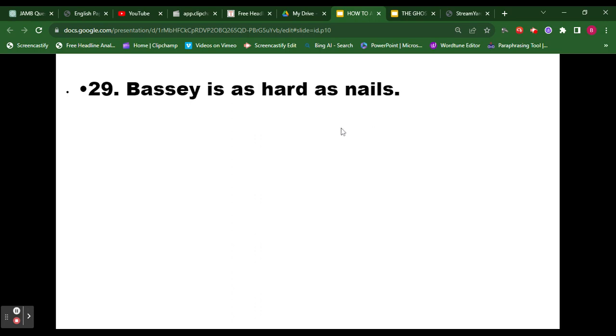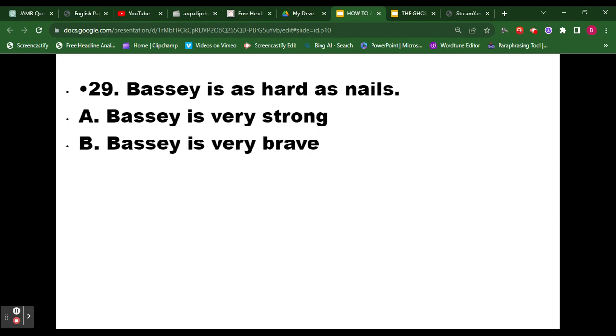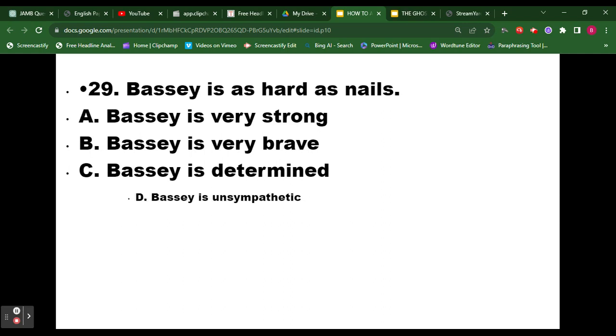29. Bassi is as hard as nails. A, Bassi is very strong. B, Bassi is very brave. C, Bassi is determined. And D, Bassi is unsympathetic. Now, as hard as nails actually refers to, when you look at nails, they are hard. Even the word hard shows you something really hard, strong. But then this has to do with a human being.